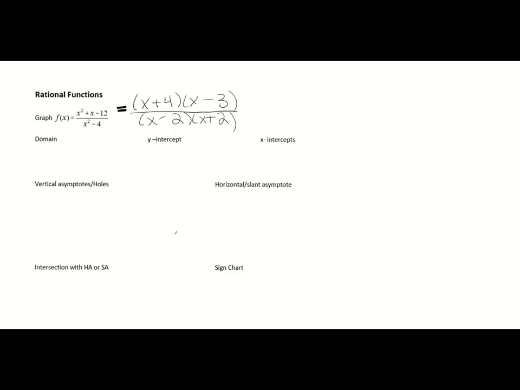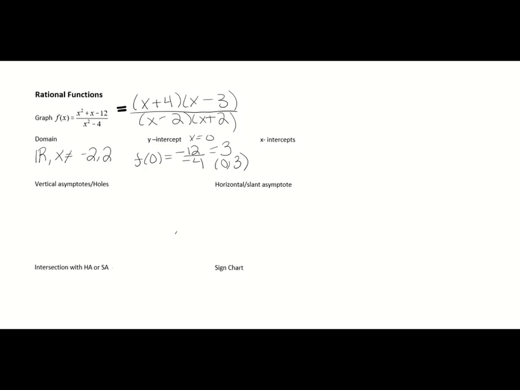So the domain here is going to be all real numbers except what makes the denominator 0. So it means that x cannot be negative 2 or 2. Now the y-intercept, remember, is when x is 0. So when I plug in 0 for x, everything will turn 0 except for the negative 12 in the top and the negative 4 at the bottom. So it will give me a positive 3. So I will have the point (0, 3).